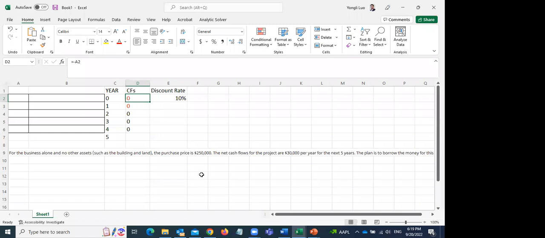Isn't it 30,000, the net cash flow? The net cash flow for the project is 30,000 per year for the next 5 years. So where should the 30,000 go? Is it D2 or D3? D3, right. So I'm going to put the number 30,000 in D3, and it's now going to be red because this is a positive, right? What about D4?